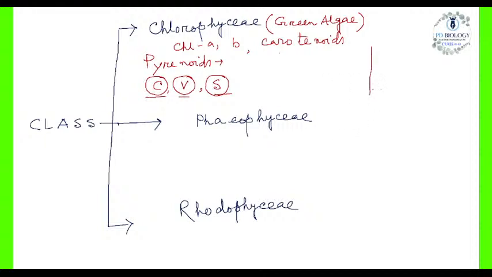So you get the diagram of how the Chara looks like. This type of structure. You get this type of diagram in NCERT. This is Chara, and this is axis, and these are branches.